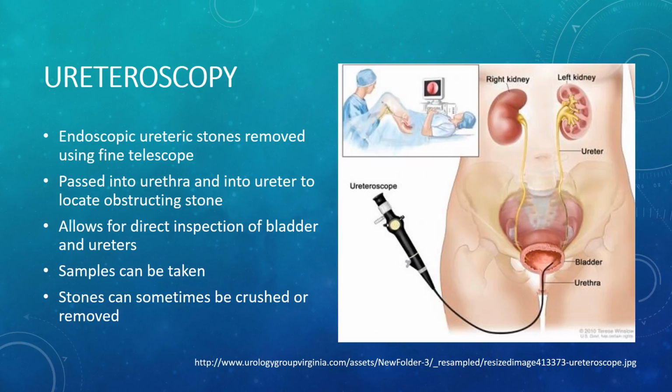Ureteroscopy. Endoscopic ureteric stones can be removed by passing a fine telescope called a ureteroscope up the urethra and into the ureter to locate the obstructing stone. This procedure allows for direct inspection of the ureters and bladder and is performed using a flexible fiber optic instrument that allows for biopsy samples to be taken and for stones or calculi to be examined, crushed, and extracted.